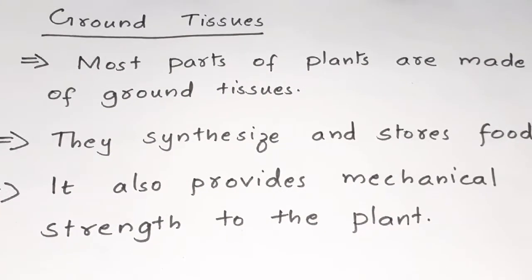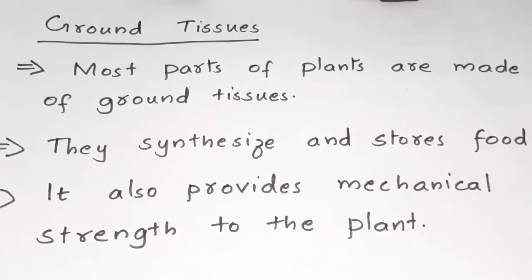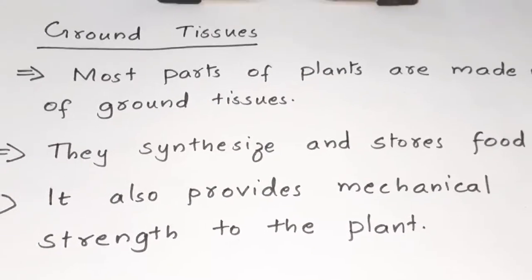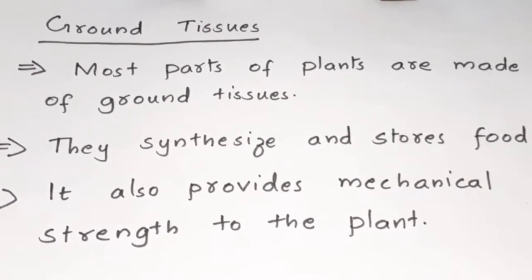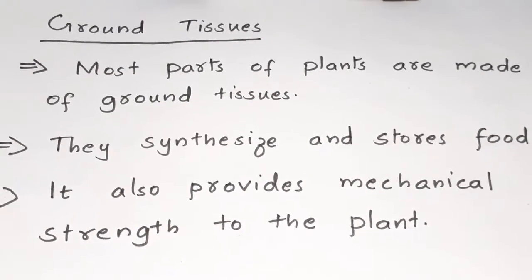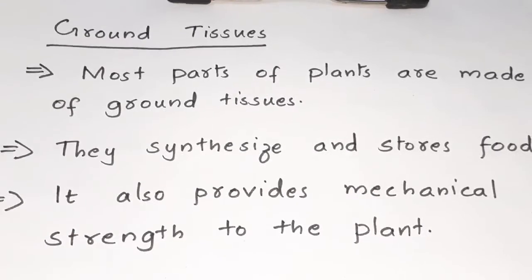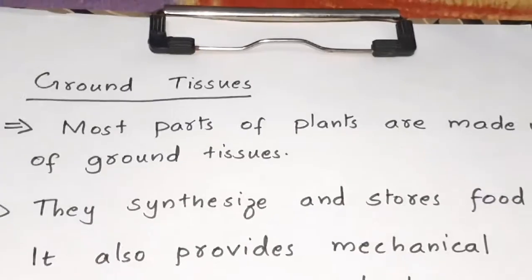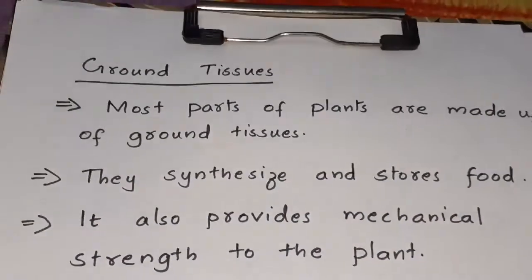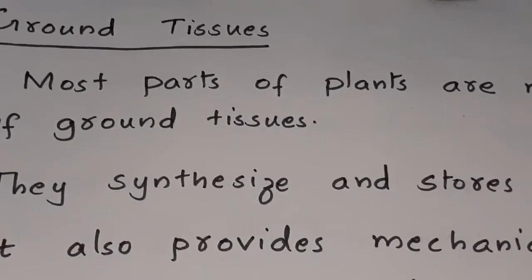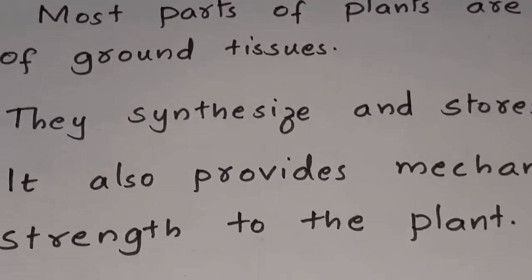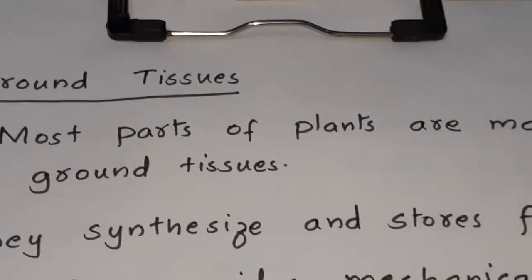Now we will see the second type of permanent tissue, that is ground tissue. Most parts of plants are made up of ground tissues. We have seen the outer covering is dermal tissue, and whatever parts are inside, all these are made up of this group of cells called ground tissues. They synthesize and store food. Synthesizing means producing. After producing food, they will store food also.